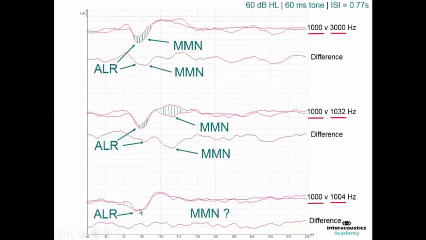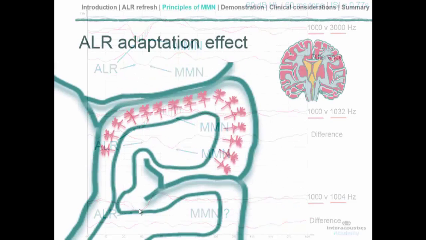So it's almost like we have a dual effect going on here, where when we see an MMN, we also see a difference in the ALR. And the earlier the MMN, it seems the greater the difference in the ALR as well. This dual effect has been ascribed to something known as the ALR adaptation effect. I'm just going to take a couple of slides to try and illustrate this particular point now.